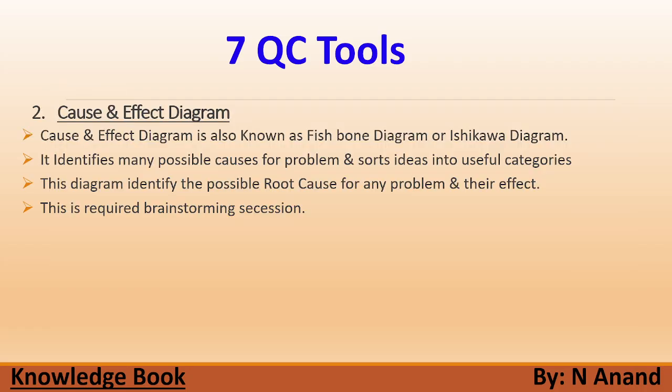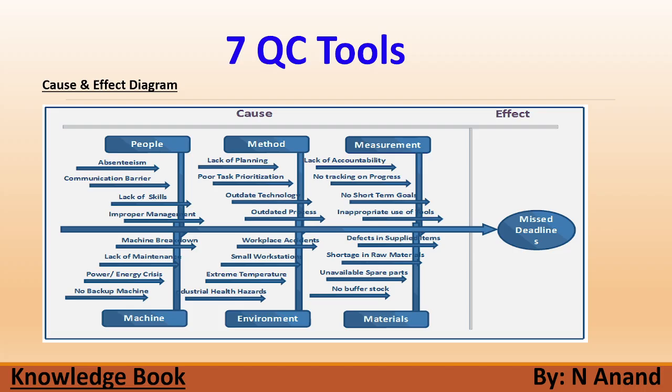Second is a cause and effect diagram. Cause and effect diagram is also known as a fishbone diagram. It identifies many possible causes of problems and sorts ideas into useful categories. This diagram identifies the possible root cause for any problem and their effects. This requires a brainstorming session for identifying the issues.